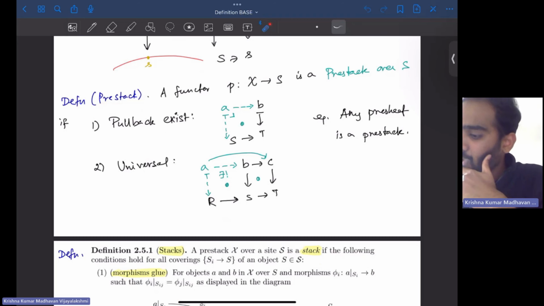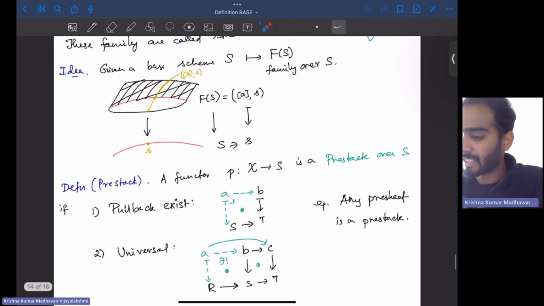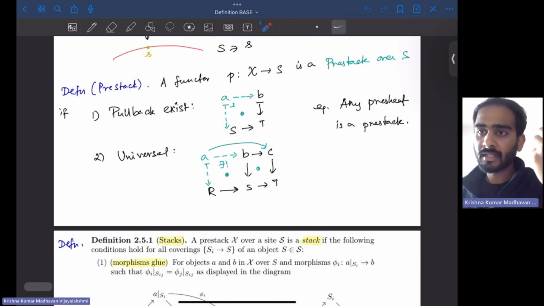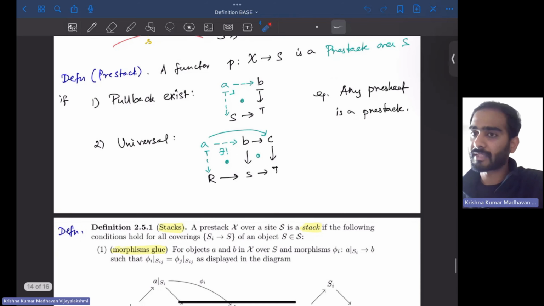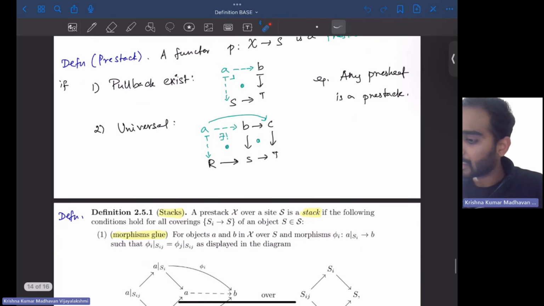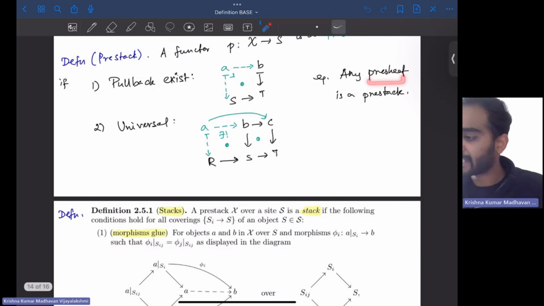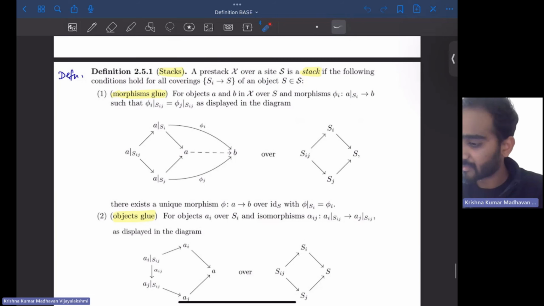So a pre-stack is the following data. If this is the space X and this is the base space, we have this map X to S here, and it's called a pre-stack if for every diagram we have a pullback, and this pullback is universal. So there is a unique morphism making this diagram a pullback diagram. A basic example is that any pre-sheaf is a pre-stack, in its very basic sense.